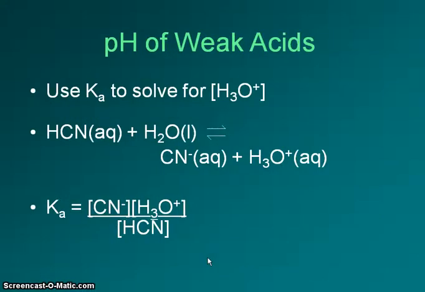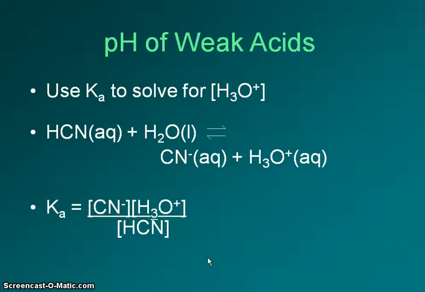Now, to find the pH of a weak acid, you can't just plug a concentration straight into our pH equation the way we can with strong acids and bases. Strong acids and bases almost completely dissociate, so whatever the concentration of the strong acid or base is will be the concentration of the hydronium or the hydroxide. With weak acids or bases, you're going to have to make an extra step.